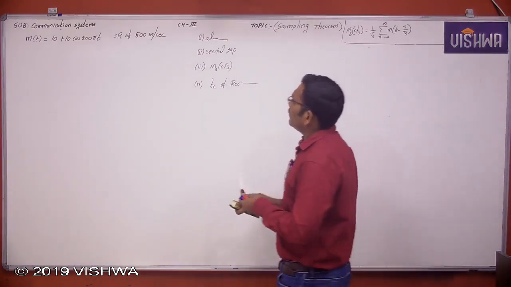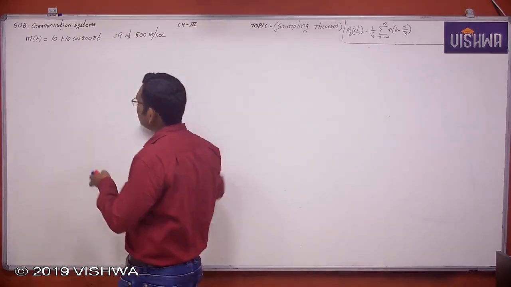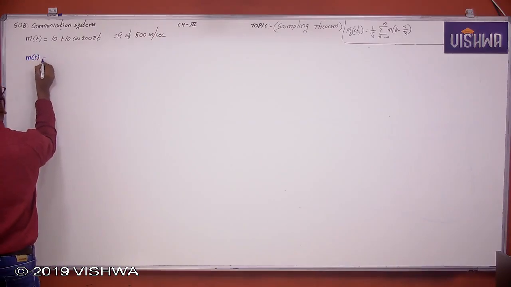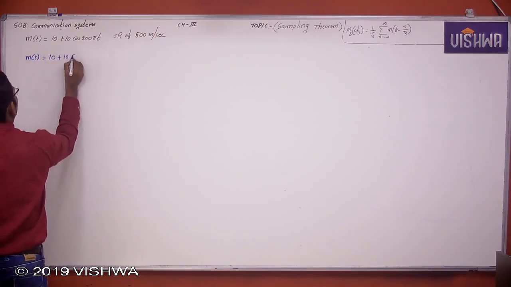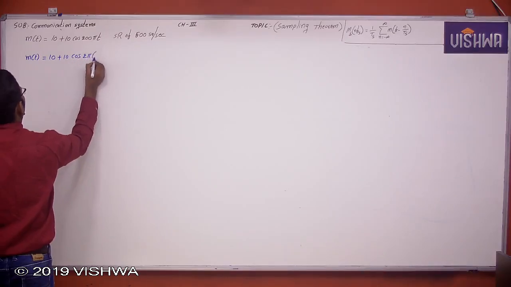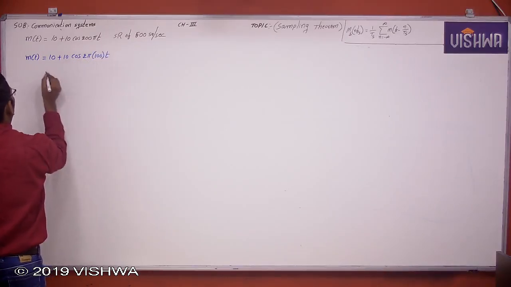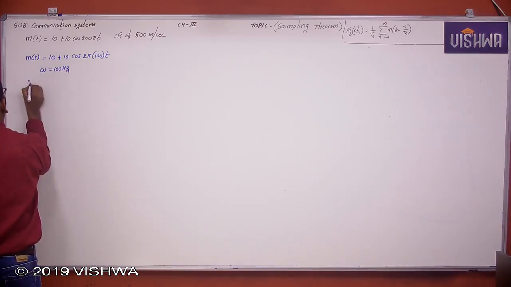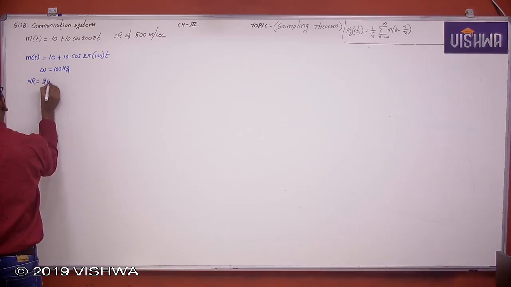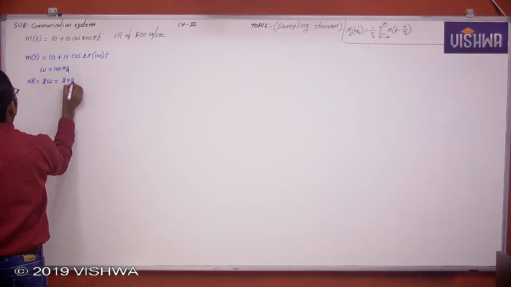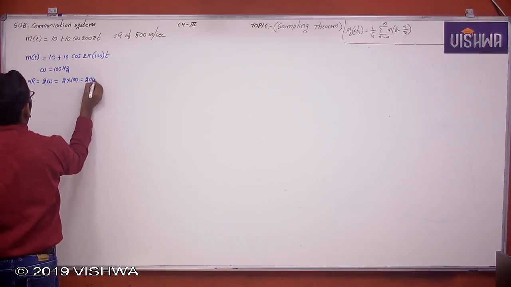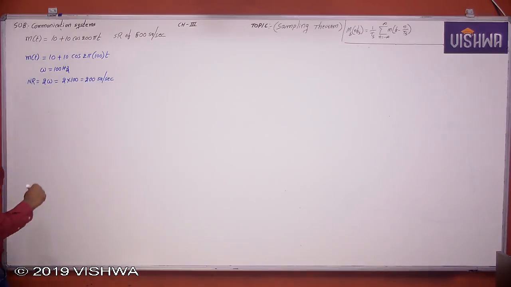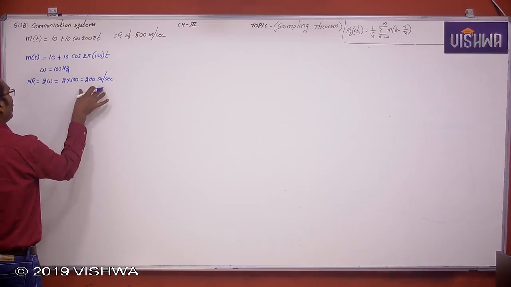Now first we will verify the aliasing effect. What is m of t? m of t is equal to 10 plus 10 cos 2 pi into 100 into t. The frequency of the message signal is 100 Hz. The Nyquist rate, which is the minimum sampling rate, is 2 into 100, which is equal to 200 samples per second.